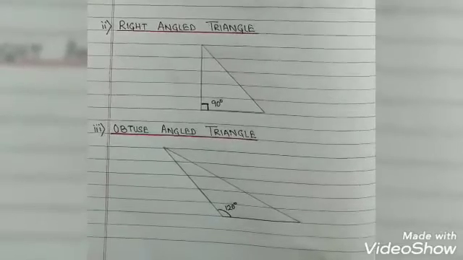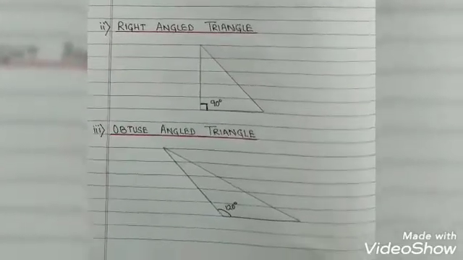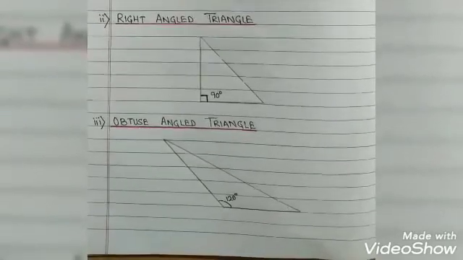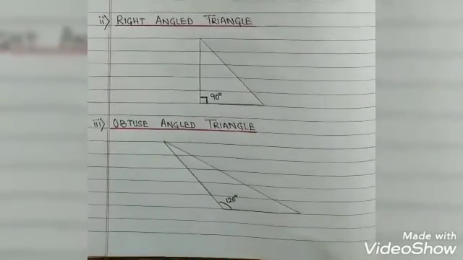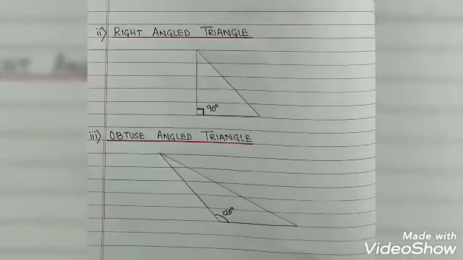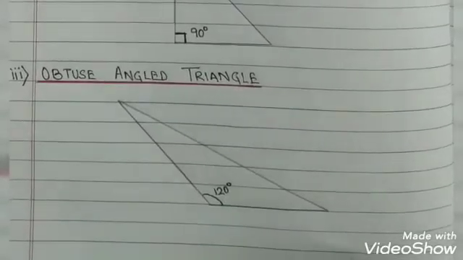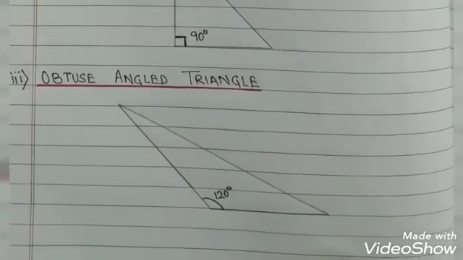Okay, now always keep it in mind, the sum of the angles of a triangle is always equal to 180 degree. It is not more than, not less than. The sum of the angles of the triangle is always equal to 180 degree. With this, we come to the end of the chapter. Hope you understood the chapter well.